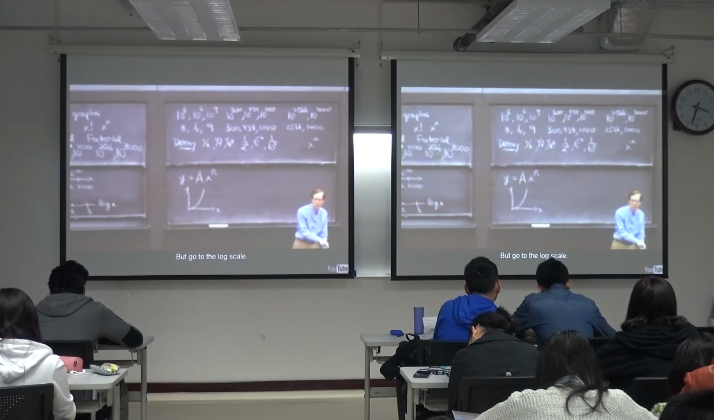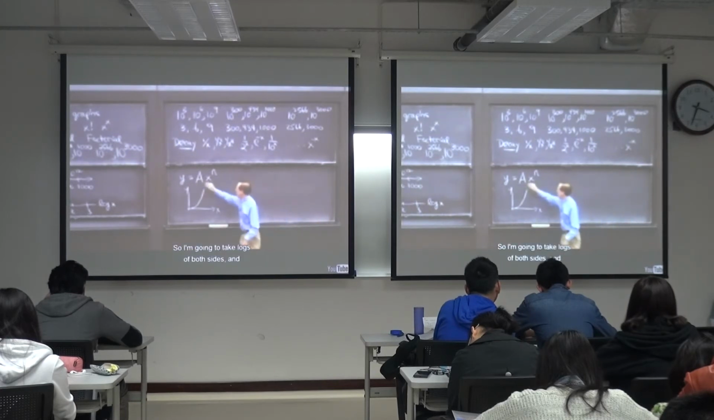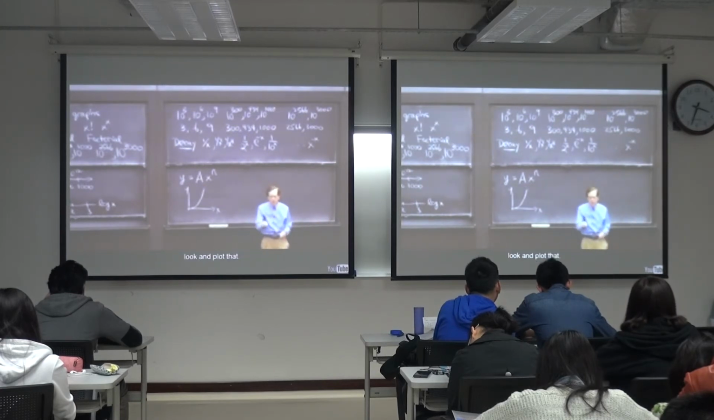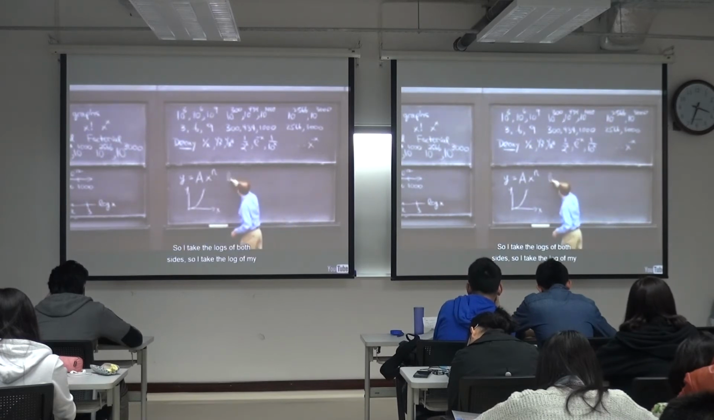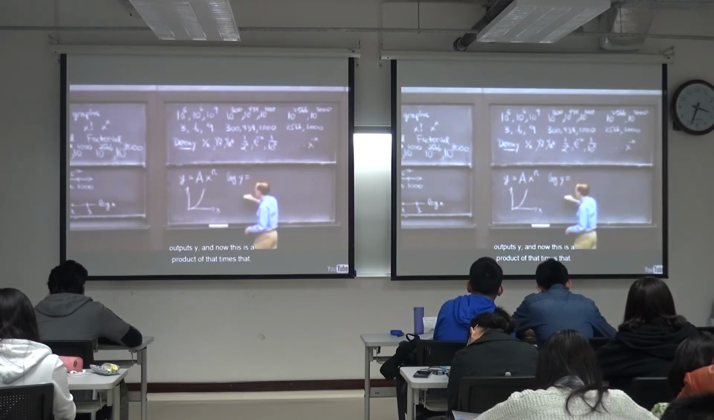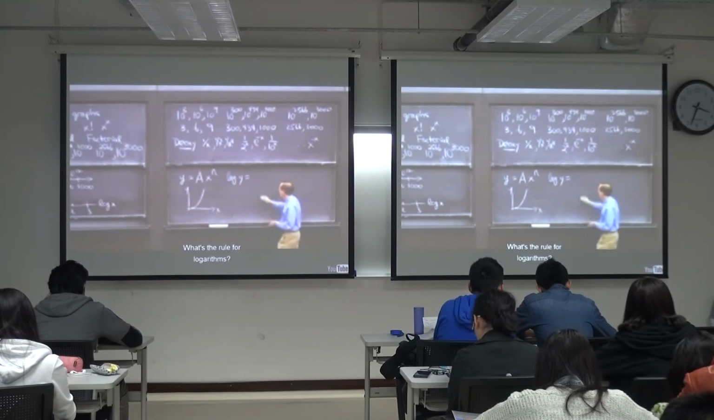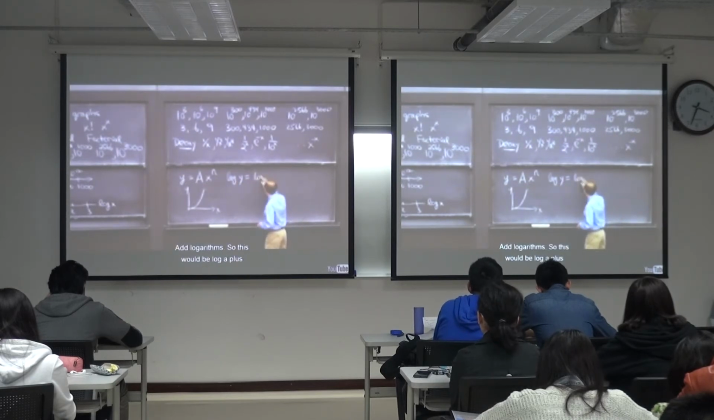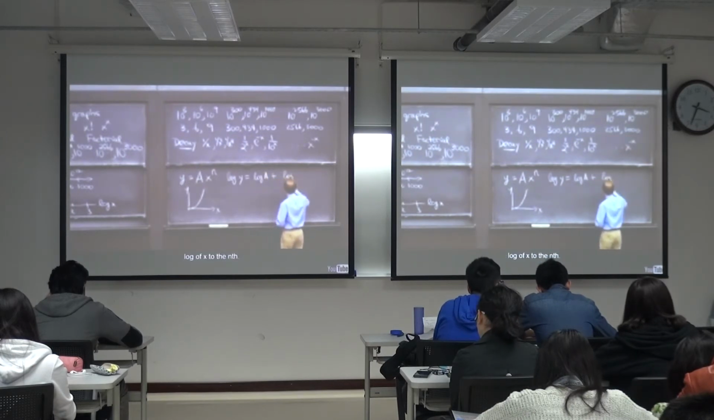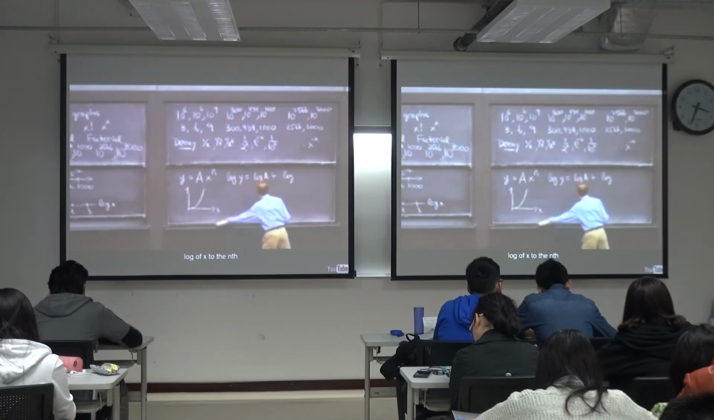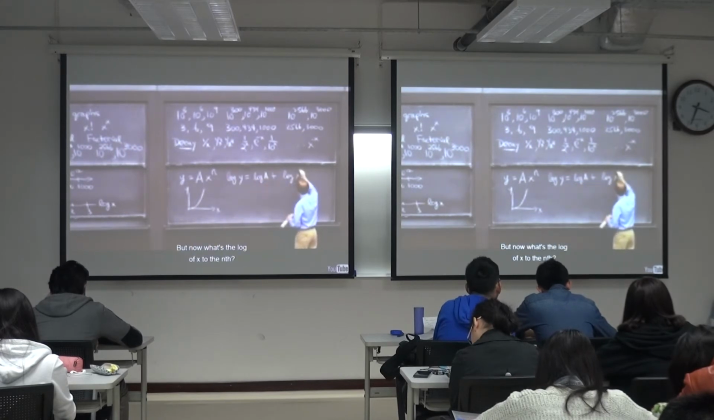But go to the log scale. Go to a log graph. So I'm going to take logs of both sides and plot that. I take the log of my outputs, y, and now this is a product of that times that. What's the rule for logarithms? Add logarithms. So this would be log a plus log of x to the nth. But now what's the log of x to the nth?